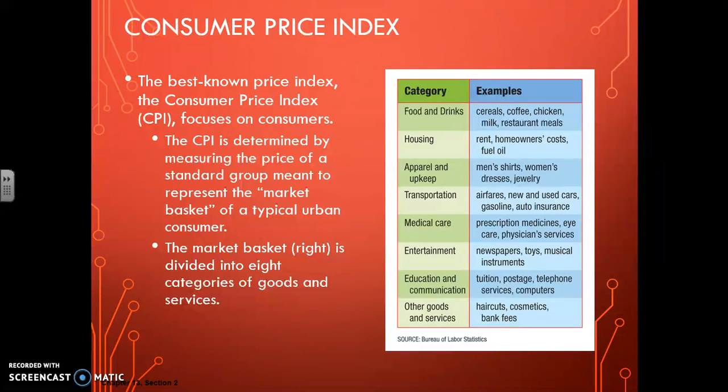Entertainment is things like newspapers, magazines, toys, musical instruments. Education and communication, so those things are your tuition, the postage you pay to mail a letter, a telephone bill, whether it's your cell phone or landline, and of course computers with internet. Other goods and services are things like your haircuts, your cosmetics, some fees that are charged by the bank. So these are the 8 categories that we divide CPI into.